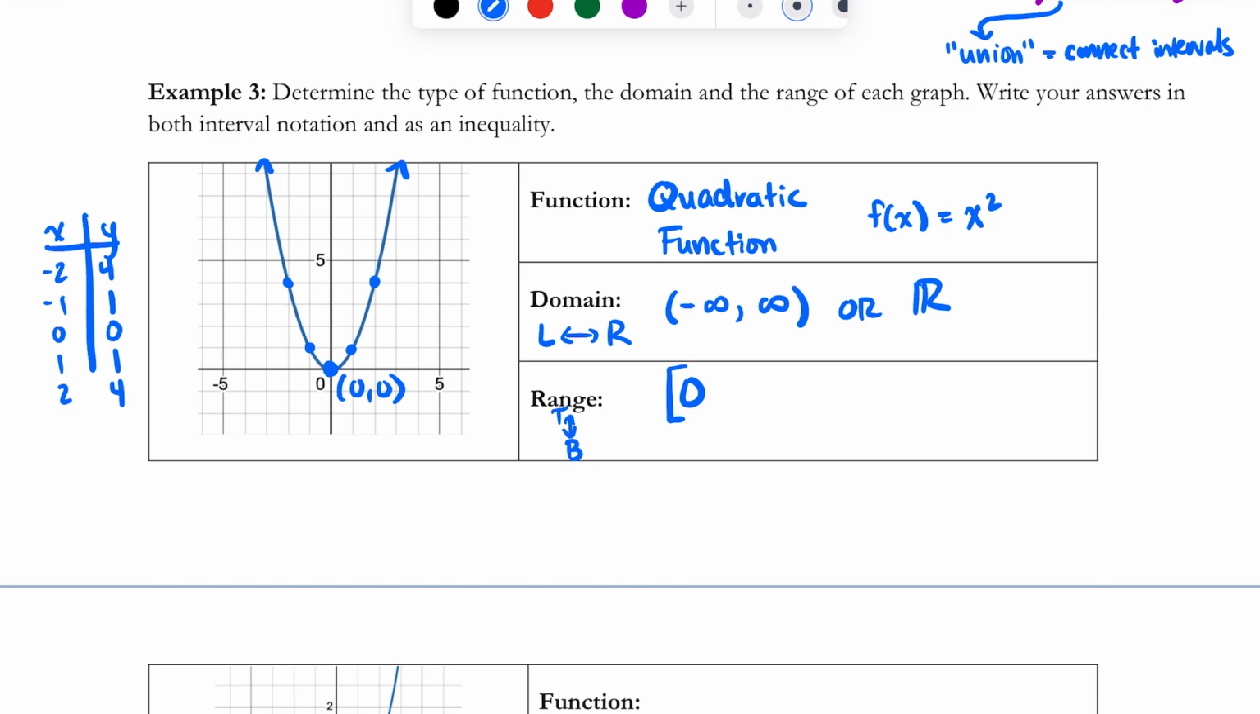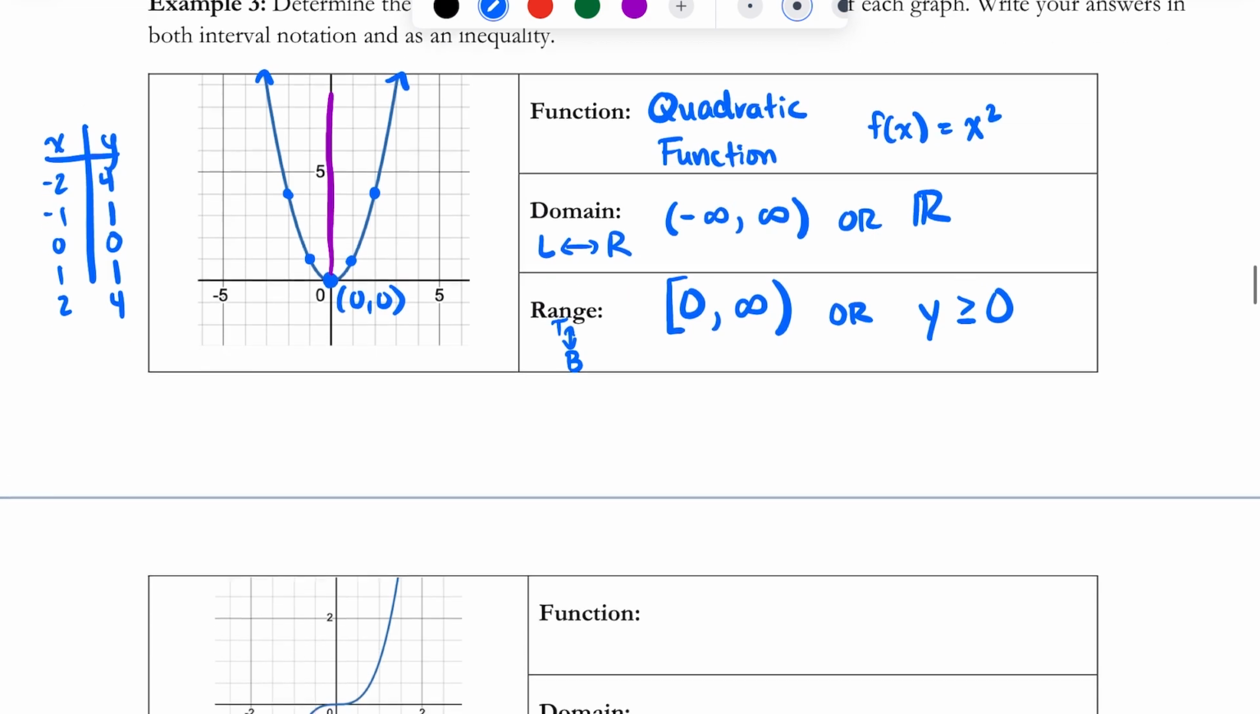And since I exist there, it's equal to 0, so I'm going to put a bracket on it. And then my graph from there is going to keep on going all the way up. So that means I'm going off all the way to +infinity, with that infinity symbol and that parenthesis. So if I were to write this as an inequality, remember since we're using range, that's y values, y, and my value is 0, but y is getting more positive than 0, so it's got to be greater than or equal to 0 since I used that bracket.